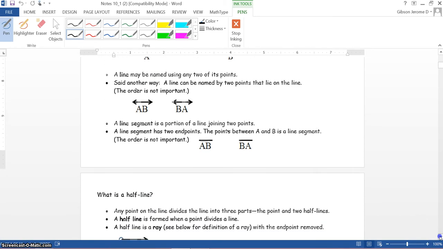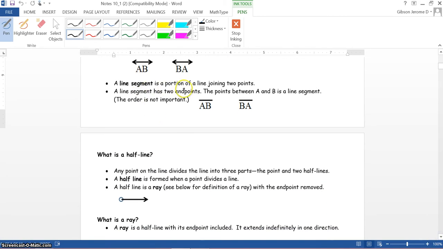Now, it says here a line segment is a portion of a line joining 2 points. A line segment has 2 endpoints. The points between A and B is a line segment. The order is not important. So we have line segment AB, line segment BA.